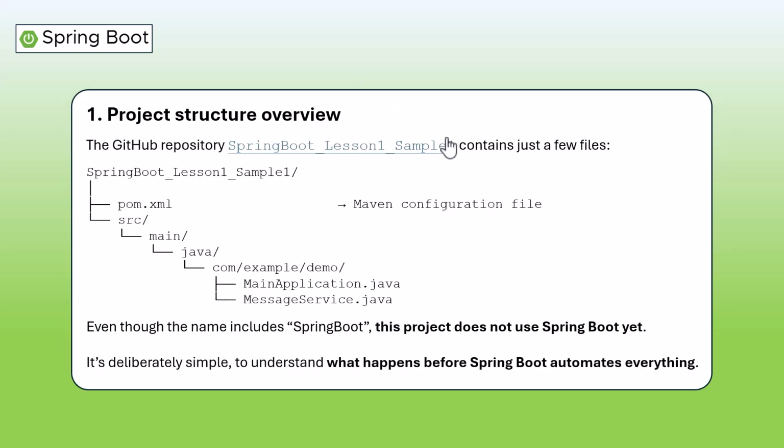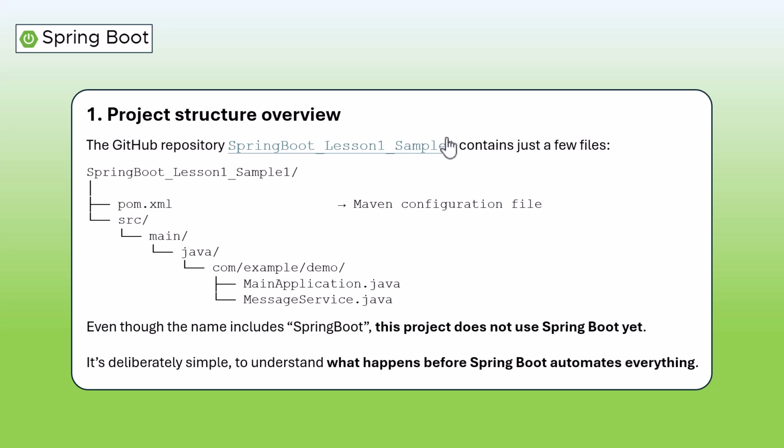1. Project Structure Overview. This first project is our starting point. It's a very small Java project that doesn't use any frameworks yet. The purpose is to understand the basic structure of a Java application before introducing Spring Boot. Inside the repository, we have only a few files: the Maven configuration file called pom.xml, and 2 Java classes inside a package named com.example.demo.